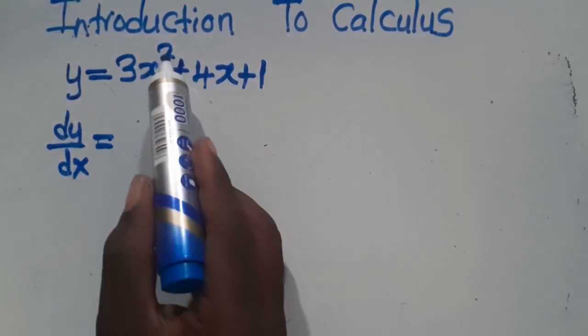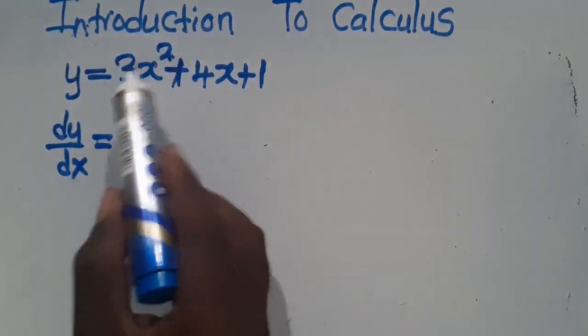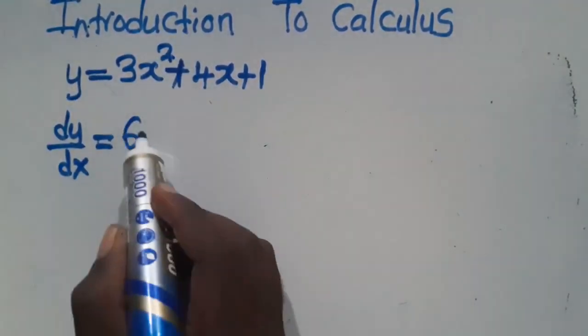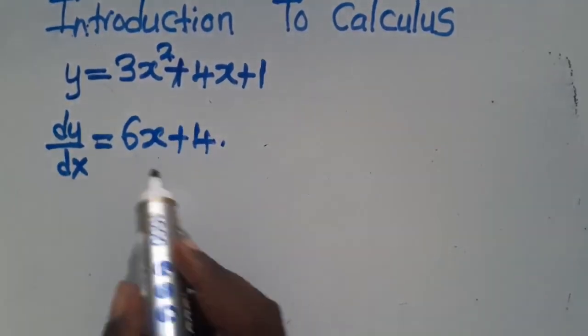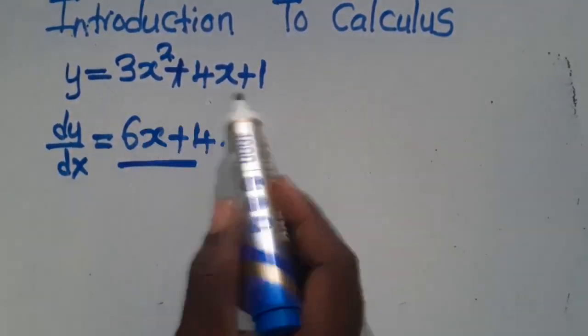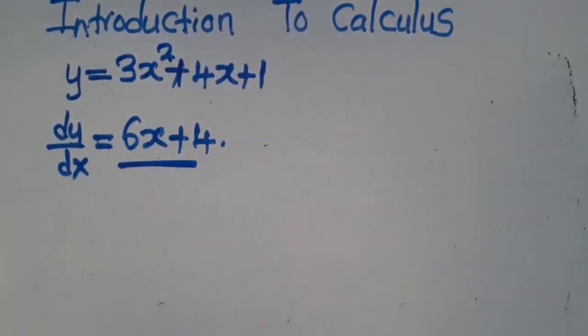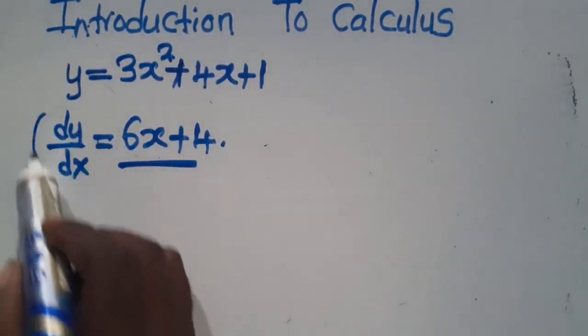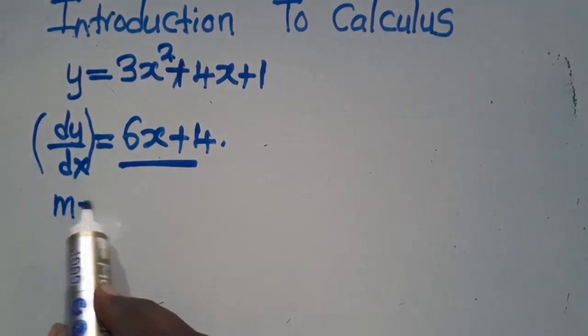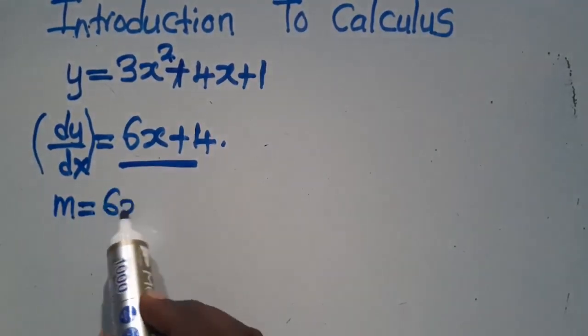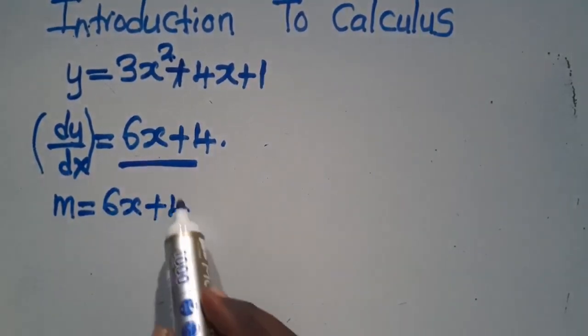So what is 3 times 2 times x? That is 6x plus 4. Hope you know how to differentiate. If you differentiate this, you get this answer. This is the answer that you are going to get. So after you get this answer, you say m, that is gradient. m is equal to 6x plus 4.